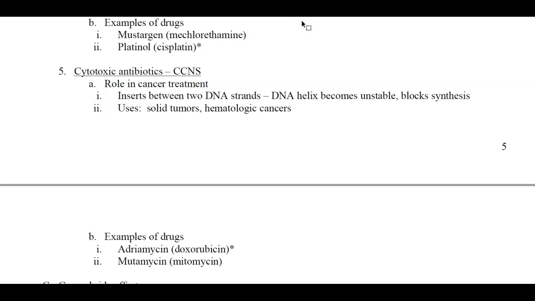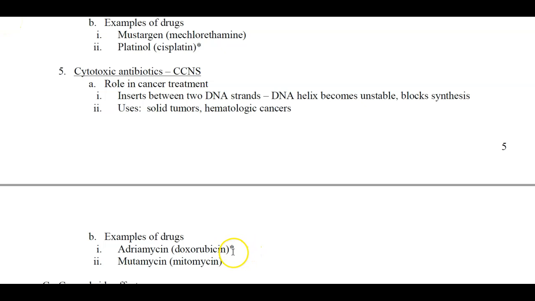So the way they work is that the drug is inserted between two DNA strands, so the DNA helix, or that spiral, becomes unstable, and it also blocks the synthesis, causing cell death. This is used for solid tumors and hematologic cancers. Examples of drugs under this class are Adriamycin or doxorubicin.